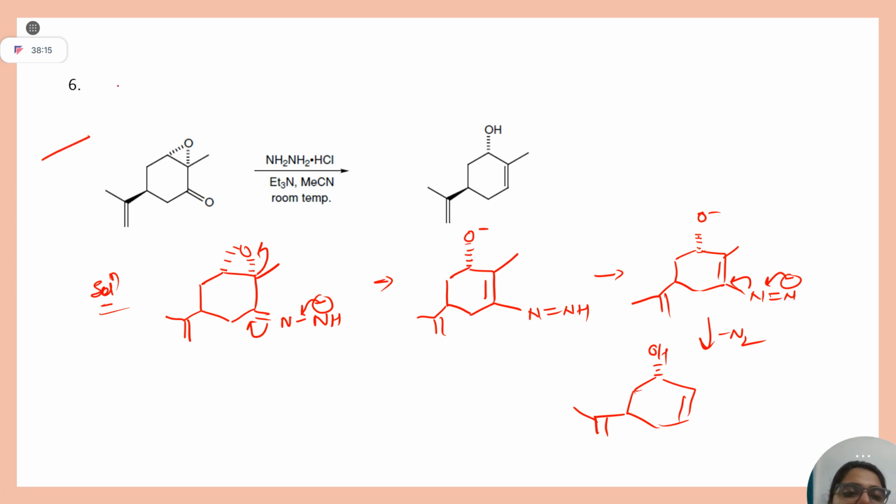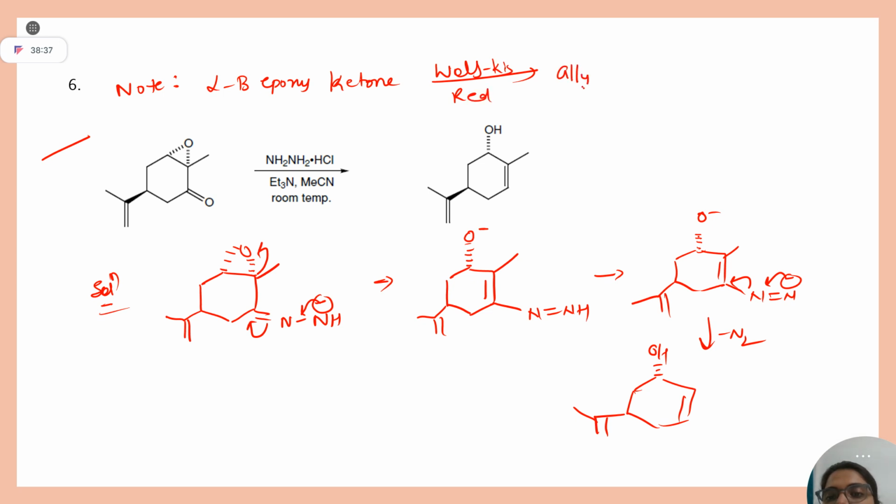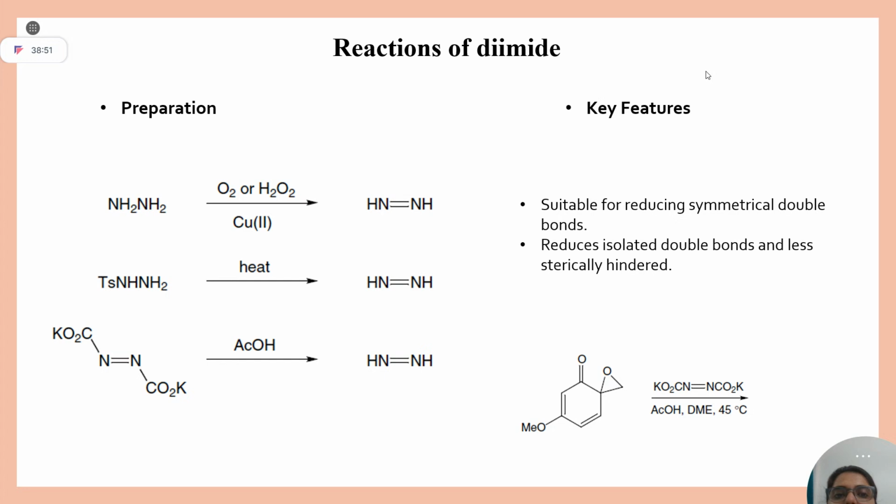You should know its mechanism, but you can write a note: whenever you are having alpha beta epoxy ketone in presence of Wolff-Kishner reduction, it gives you allylic alcohol, right? Yes or no? Okay. So till here, I hope everything is crystal clear.